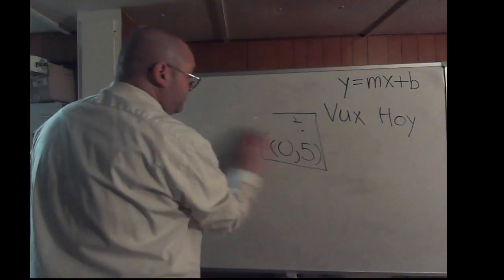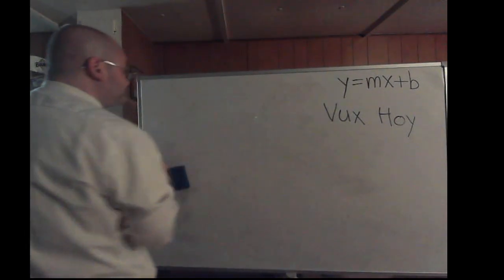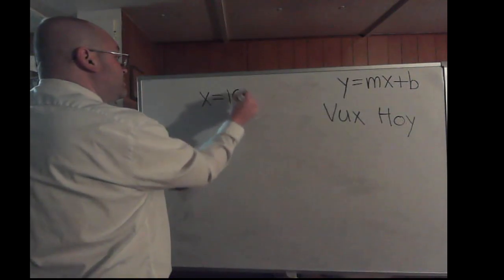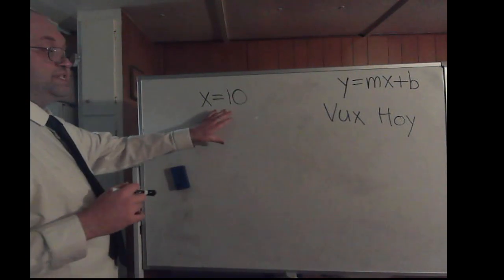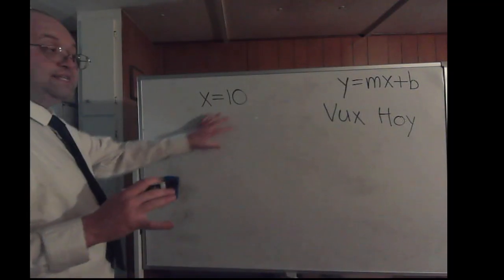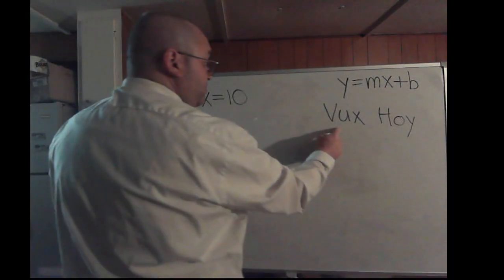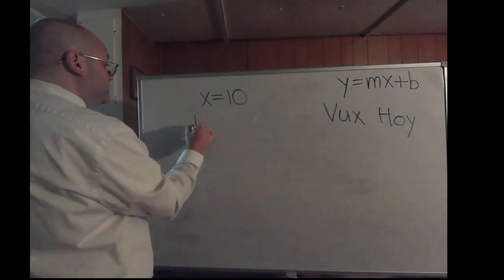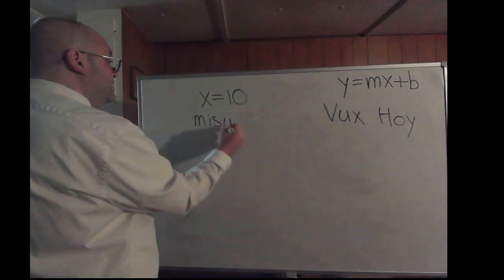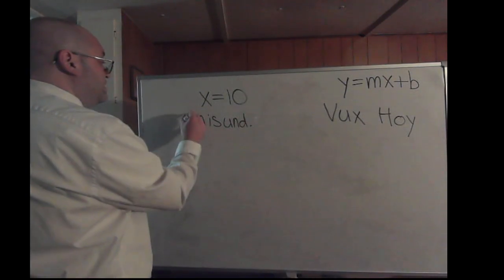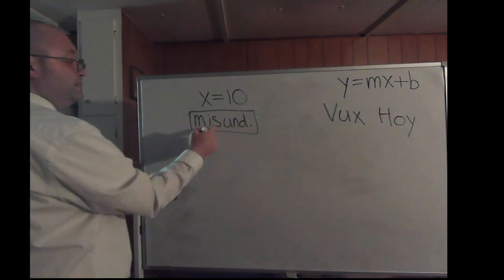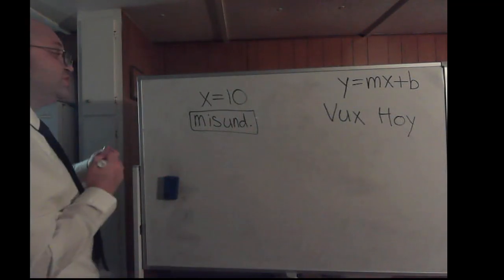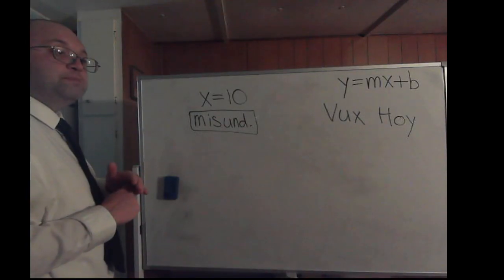Alright, 2 more, we are really done. x equals 10. So we have x equals 10. Well, just x equals. So the VUX part, x equals, means undefined slope. That's what the U stands for. So the slope is undefined. So yes, the slope is undefined. Now the y-intercept. Good question. What would be the y-intercept?